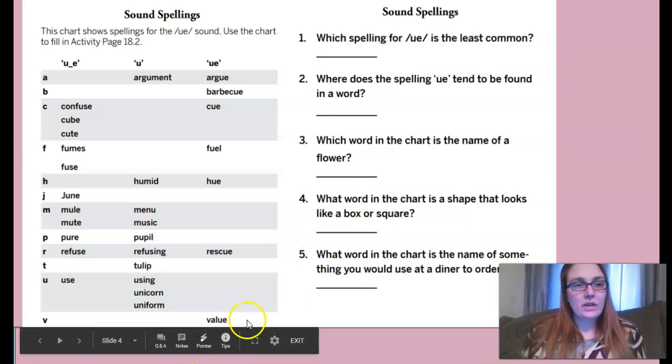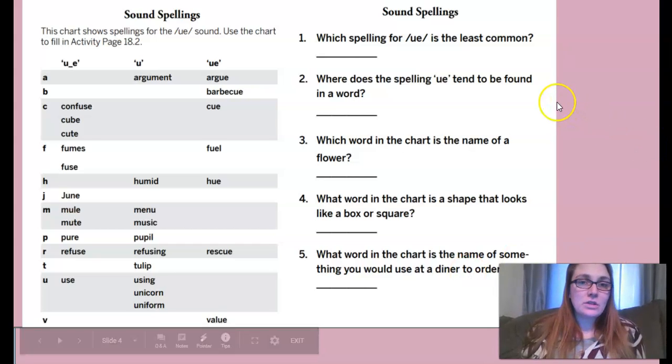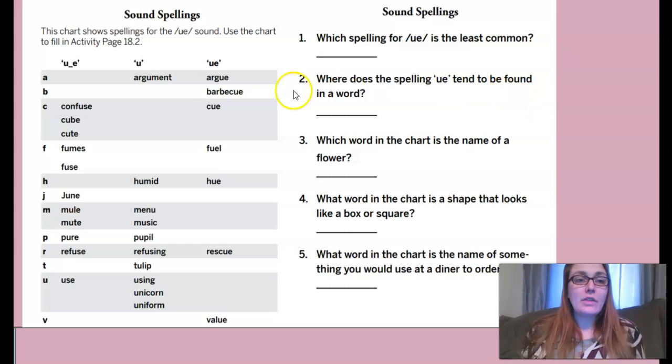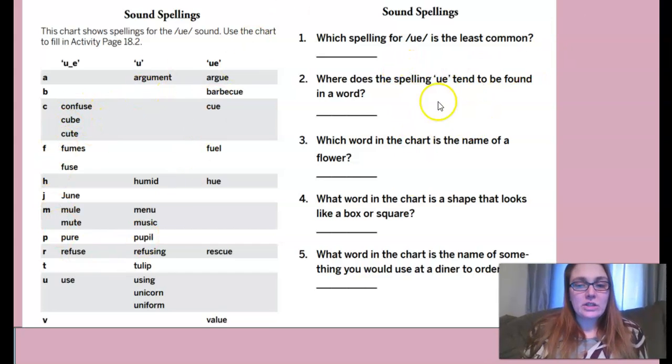Okay, so on the screen, we have activity page 18.2. This is very similar to activity pages we've done previously for our other sounds. On the first page, you will see 3 lists of words with U space E, U, and UE sound spellings. So we're going to use these words to answer the questions for this activity page. So let's read through the words first.